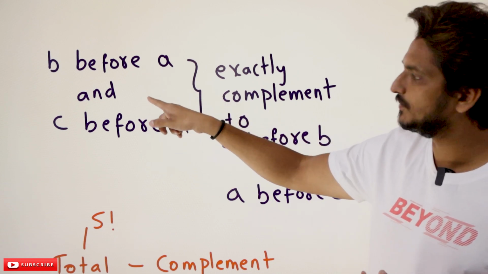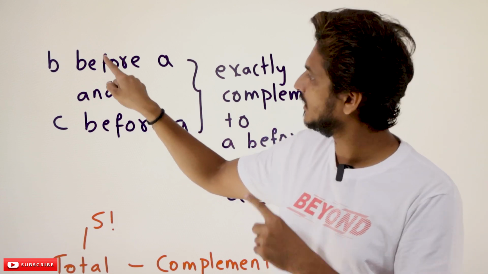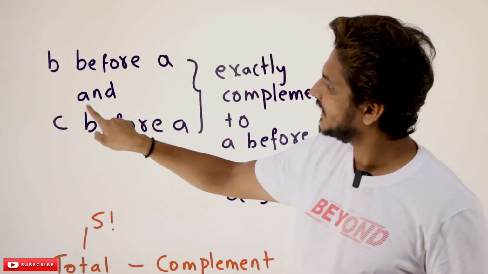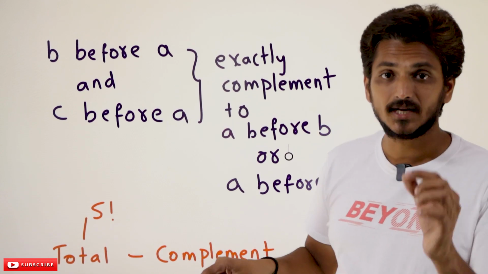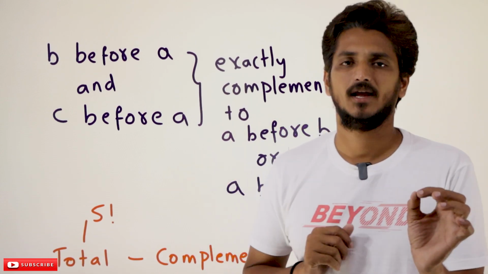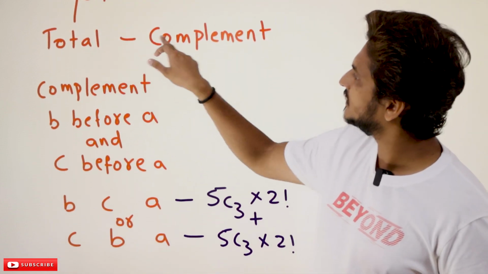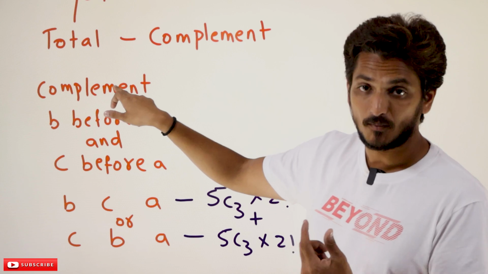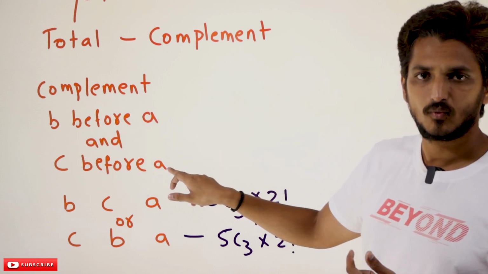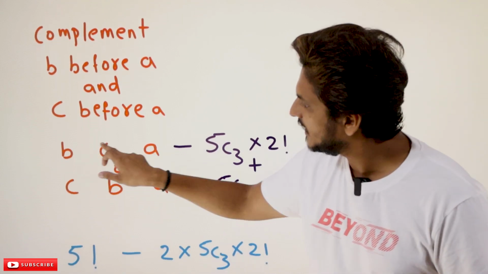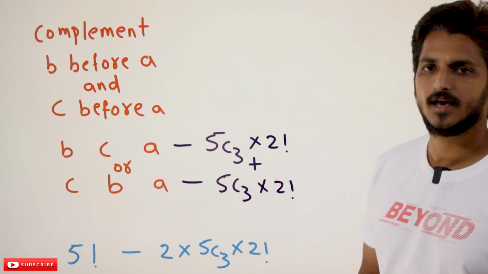Solving this is very easy because in between we have an 'and', the same way we did the first example. B before A and C before A means B and C should both be before A. See here: complement, total minus complement. This is what we are following. What is our complement condition? B before A and C before A. This can be written as BCA, which is one situation, or CBA.